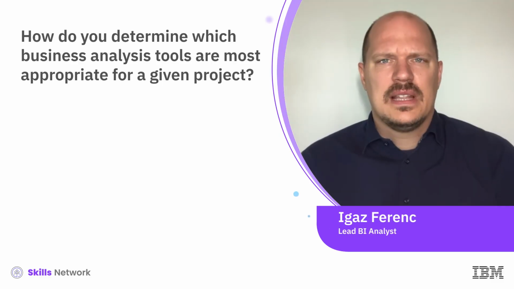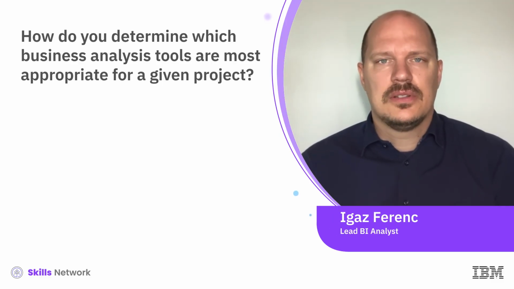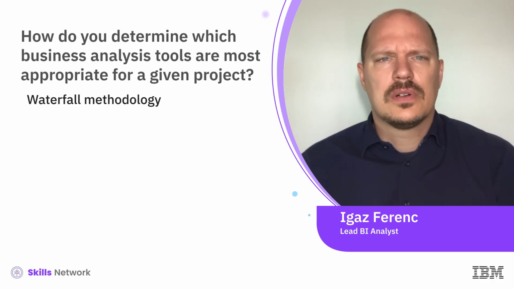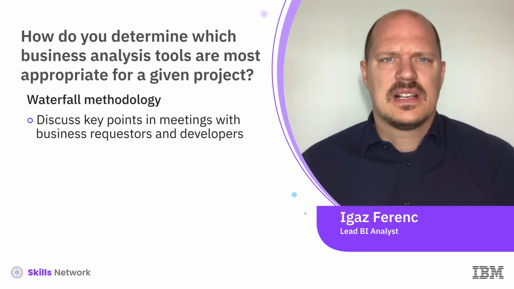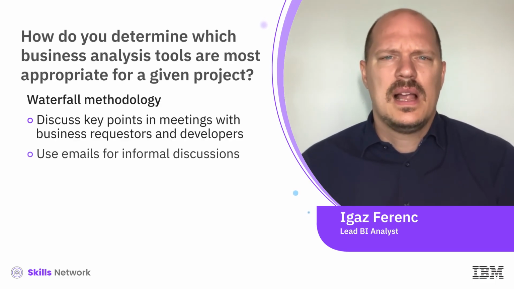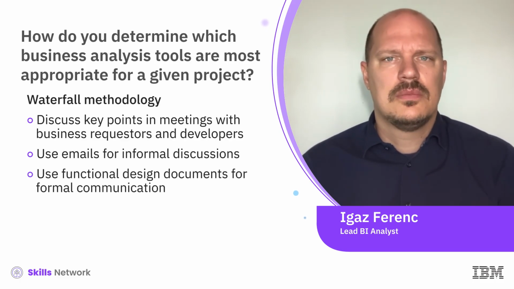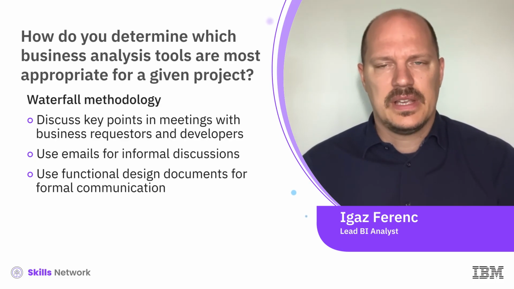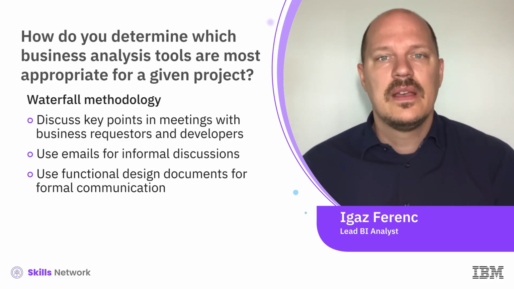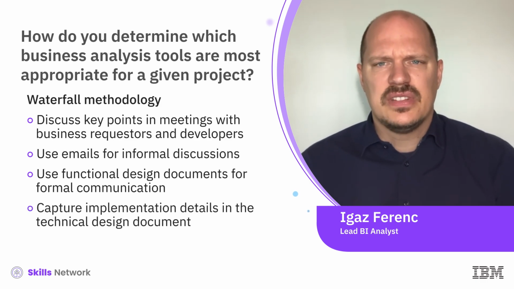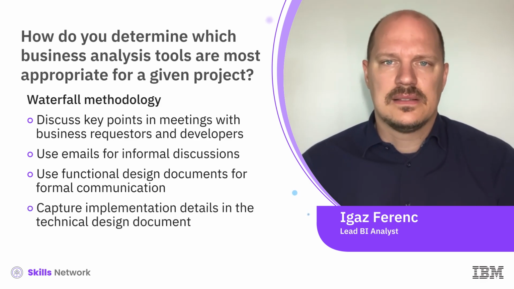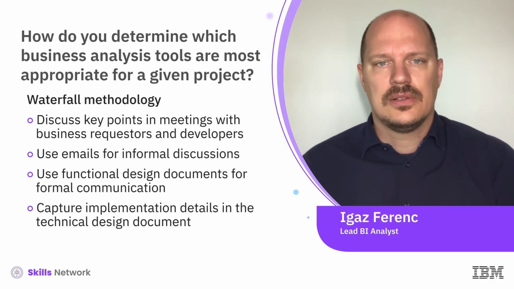The collaboration and communication methods vary based on the project methodology. For waterfall methodology, key points are discussed during calls and specific topics are handled in meetings with business requesters and developers. While informal discussions can happen via emails, formal and official communication of business requirements is done through the functional specification or functional design document, and the implementation details are documented in the technical specification or technical design document.